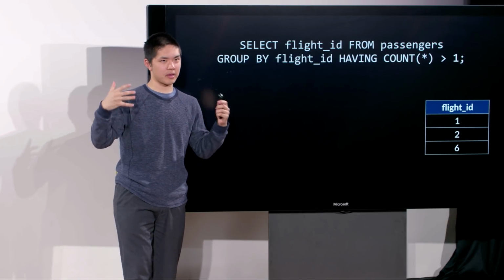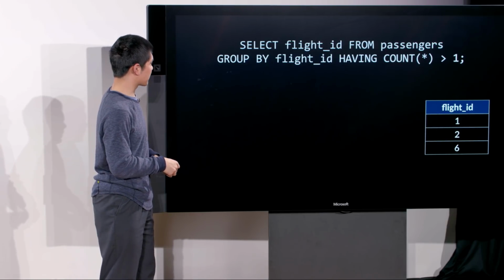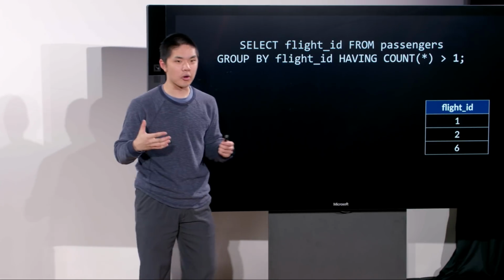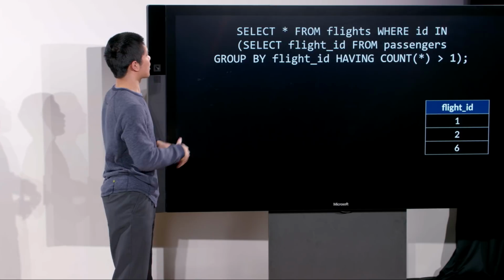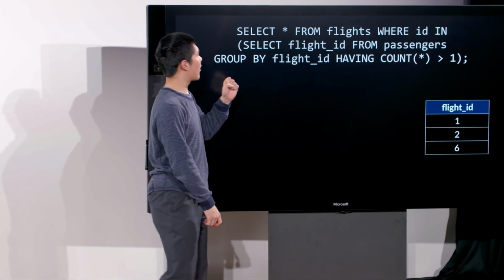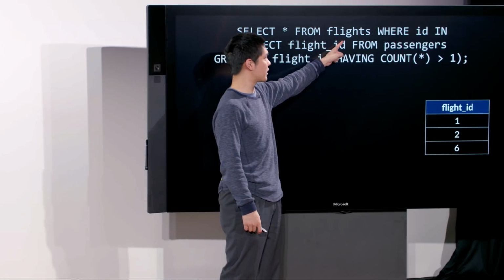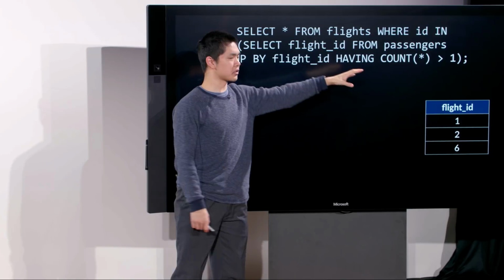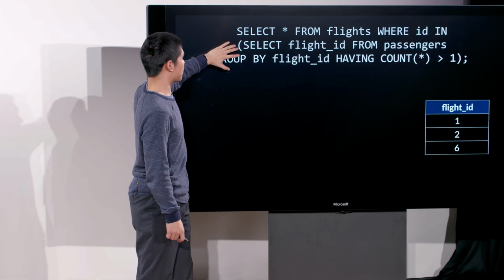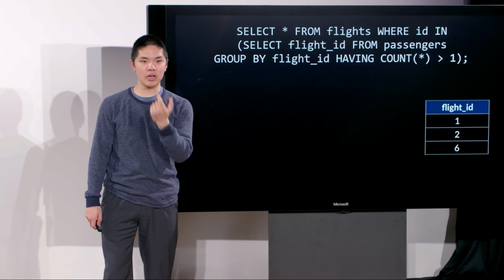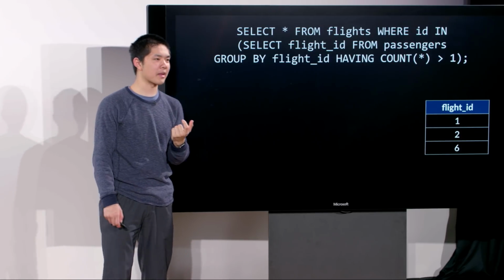And this is where SQL starts to get a little more complicated. I can say, well, if this is the query that gets me all of the flight IDs that have multiple passengers, let's try this query instead. These two lines are the same, but wrapped in parentheses. But now I'm going to select star from flights where the ID of the flight is in the result of this query. So these bottom two lines in parentheses, those were the lines that were saying, get me all the flight IDs that have multiple passengers.